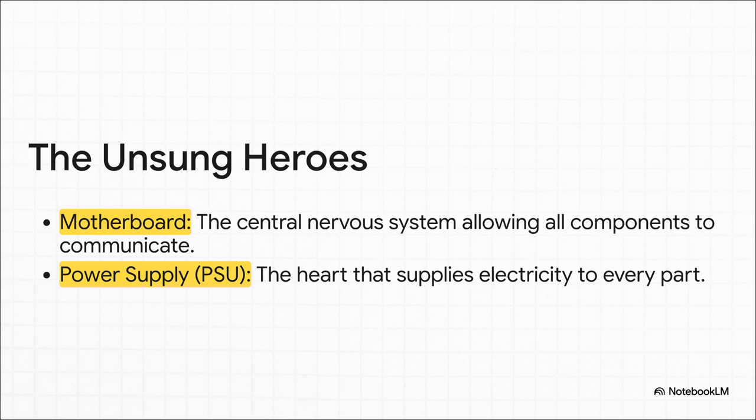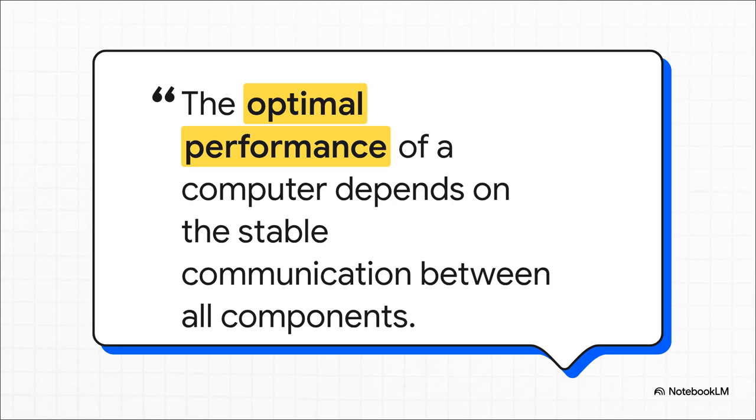And then you've got the power supply unit, or PSU. This is the heart. It takes the electricity from your wall and pumps it to every single component, making sure they all have the energy to do their jobs. And this is really the ultimate takeaway. A fast computer isn't just about having the best CPU or the most RAM. It's about how well all those components communicate with each other. Optimal performance comes from stable, seamless teamwork, all enabled by the motherboard and powered by the PSU.